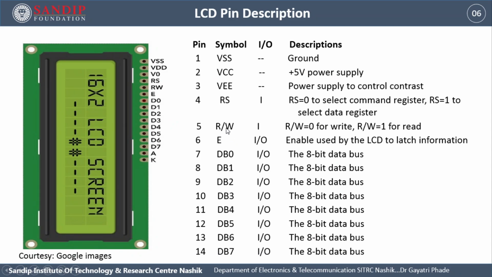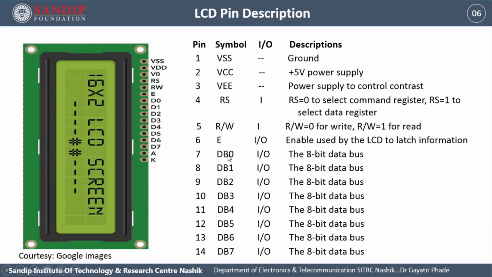Next is the read bar write pin. You can read from the LCD or you can write to the LCD. When this bit is 1, you can read from the LCD. When this bit is low, you can write into the LCD. So we are writing to the LCD and will be keeping this particular bit low. Next is the enable. Enable is used by the LCD to latch the information. We'll understand the role of this pin while programming.